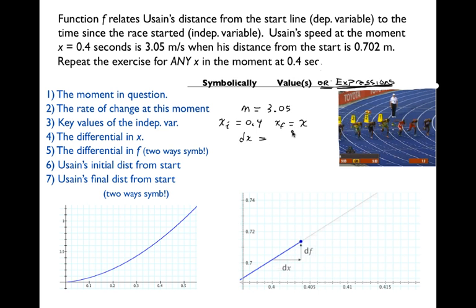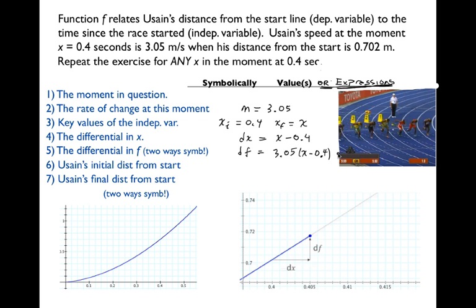Okay, how do we express dx now? How do we express dx? Good. Yep, x minus 0.4. So we get the dx for any x, right? For any x. Okay, df. If this feels familiar, good, because we've done it. So what is our corresponding change in distance, or what we call df then? We've got constant rate of change. We've got a change in x. Therefore, change in y is m dx, 3.05 times x minus 0.4.